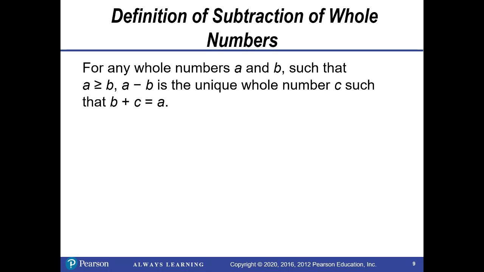So there's our definition. And notice how we define subtraction in terms of addition. A minus B is the unique whole number C such that B plus C equals A. That's all subtraction is. Subtraction is adding a negative number.